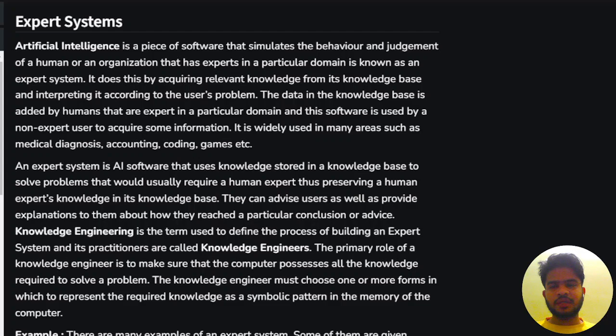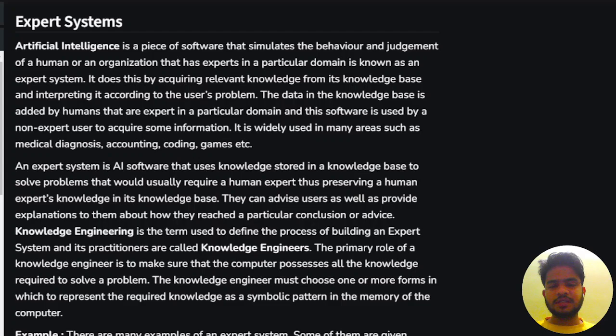I am here to discuss expert systems and their application. Artificial intelligence software that simulates the behavior and judgment of a human or an organization that has expertise in a particular domain is known as an expert system. It does this by acquiring relevant knowledge from its knowledge base and interpreting it according to the user's problem. The data in the knowledge base is added by humans who are experts in a particular domain, and this software is used by a non-expert user to acquire some information. It is widely used in many areas such as medical diagnosis, accounting, coding, games, etc.